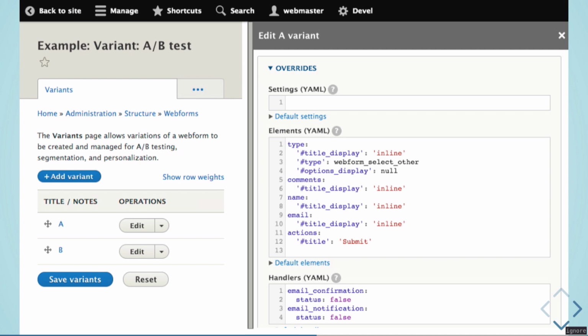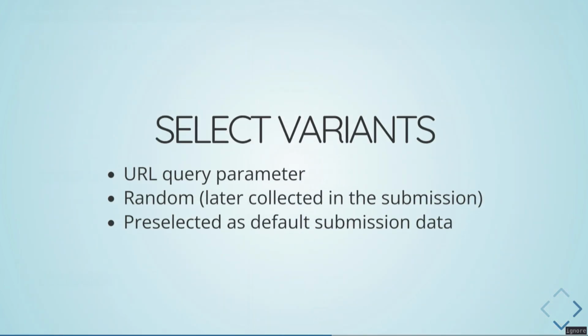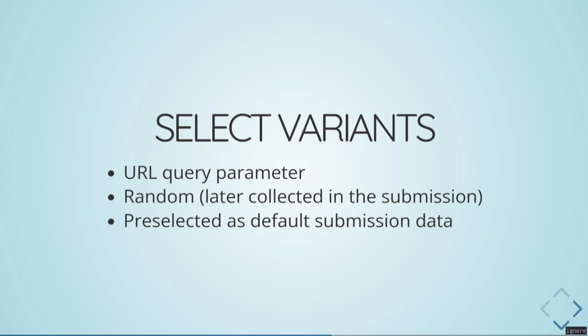Once you have configured the variants, how do you select them in the front end? You can enable a checkbox, which is going to be a URL query parameter that maybe you can add to an email, if you want to send some variant to 50% of the people you're sending an email to, and another variant to the other 50%, or the default variant. The variant can also be empty and no variations will happen on the web form. You can have it random, and whenever you collect the results for the submissions for that web form, you're going to see what variant was chosen in each of the cases when it was random.